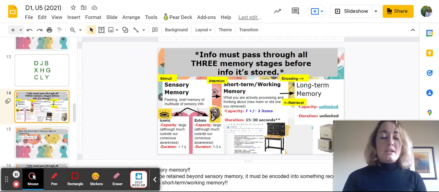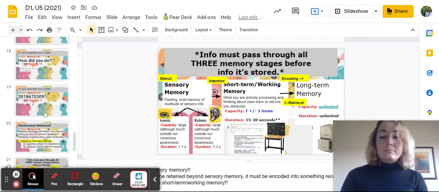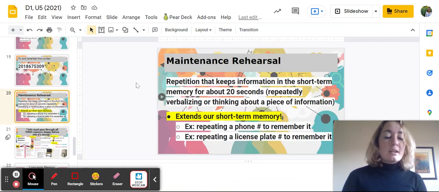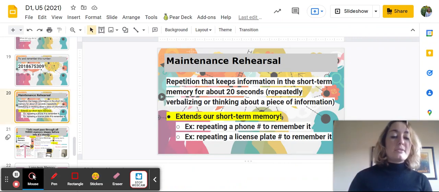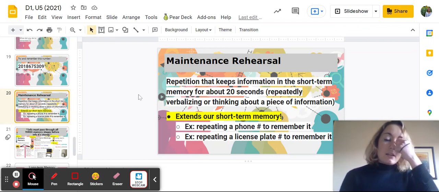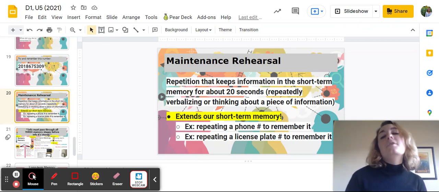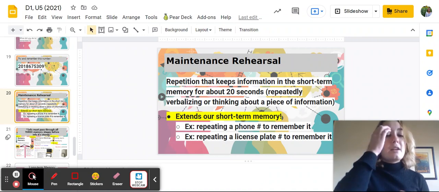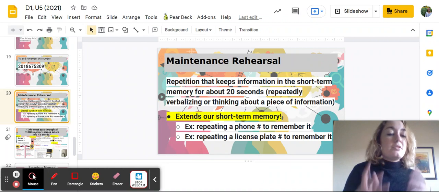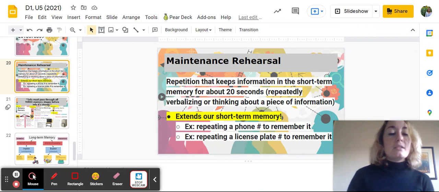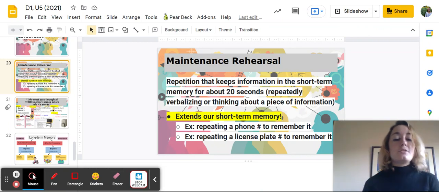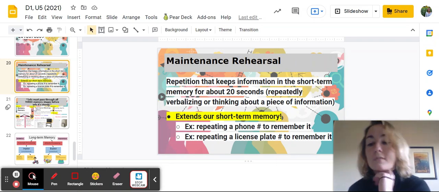So moving on, I won't do all our little games here. Like I said, rehearsal is the idea of trying to keep information in your short-term memory. That's when you're repeating something, like a phone number or a license plate number, to try and remember it. Maintenance rehearsal is repeating things a bunch to expand the length of short-term memory so you can remember something longer, to dial it in your phone or write it down or do whatever. You're thinking about it, trying to expand out that duration of your short-term memory.